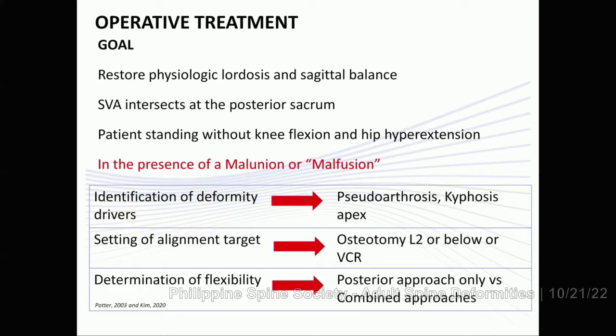There is no algorithm, but a stepwise strategy suggested is to identify the deformity drivers like the presence of a pseudoarthrosis and locate the kyphosis apex. Set the alignment target by selecting the level where to perform the osteotomy for optimal correction, usually from L2 and below. And determine the deformity flexibility using extension radiographs before surgery to decide if the goals can be met with the posterior-only approach or combined approach.